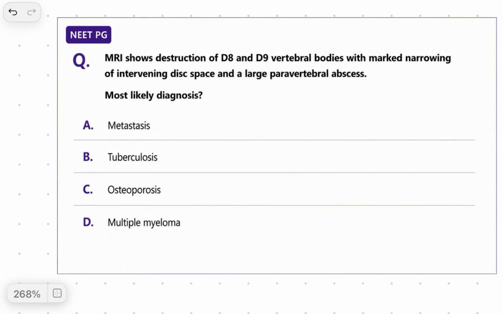The NEET PG question of the day. So here's today's question.